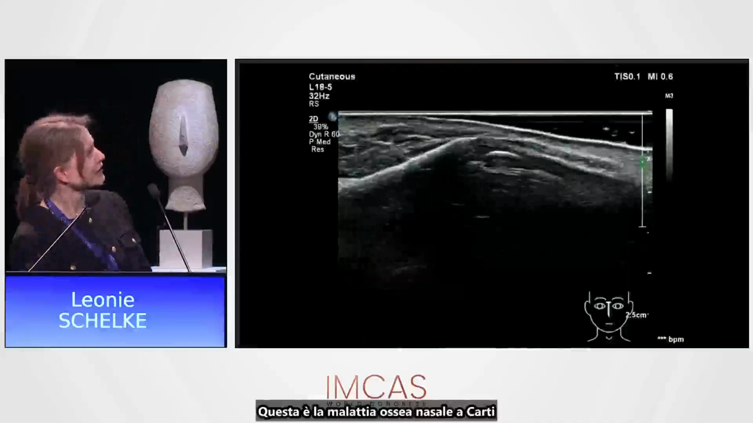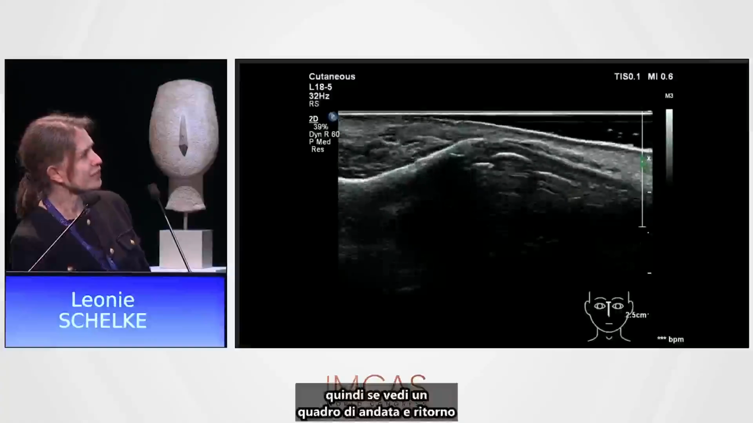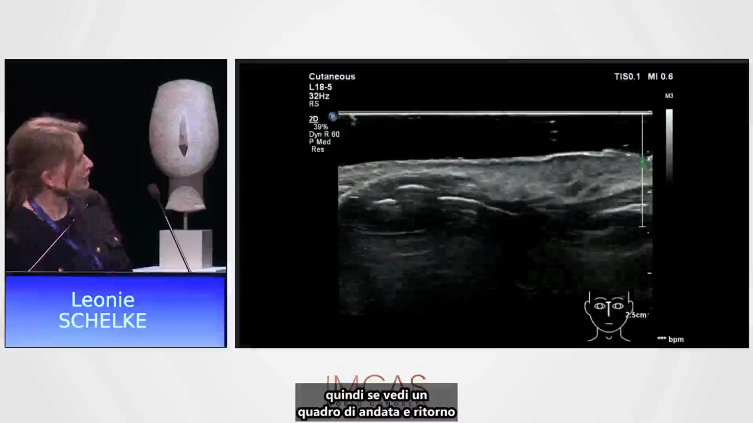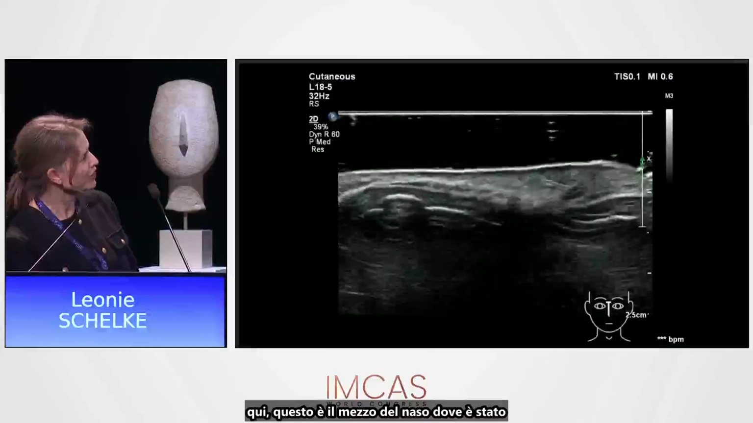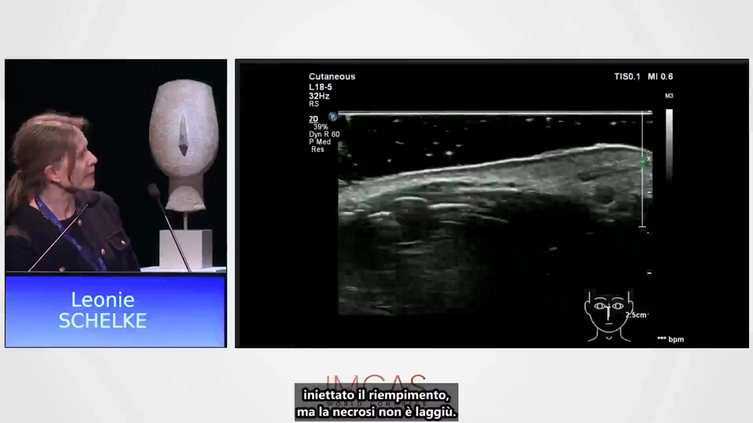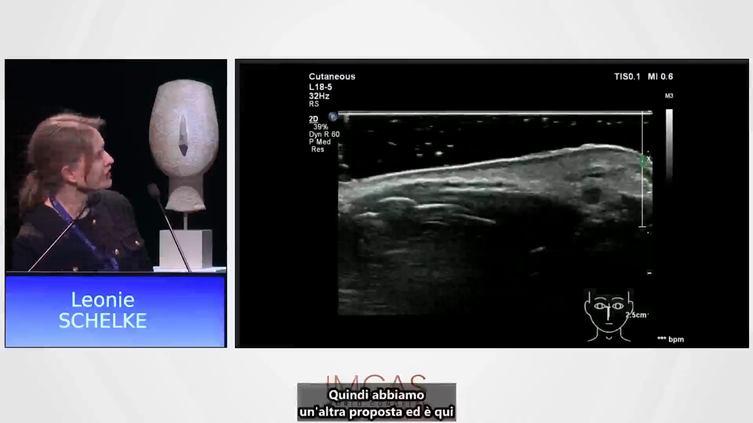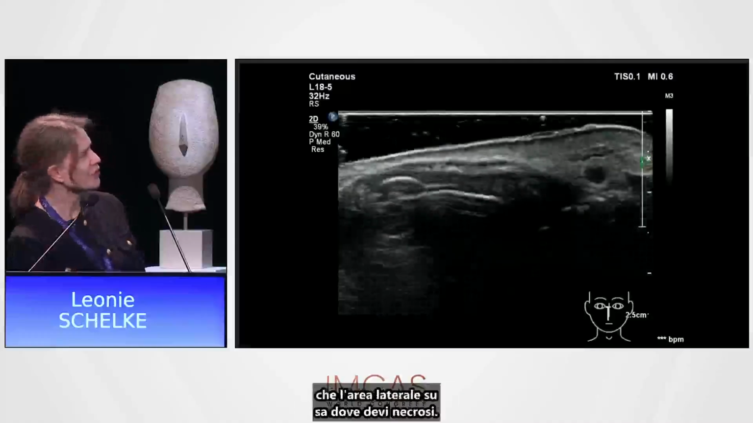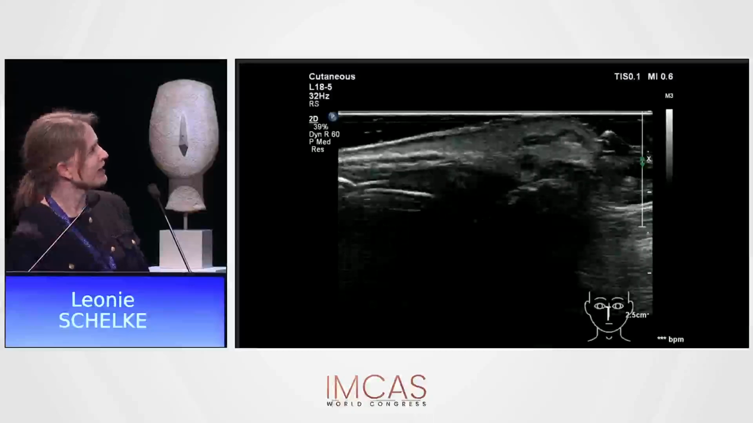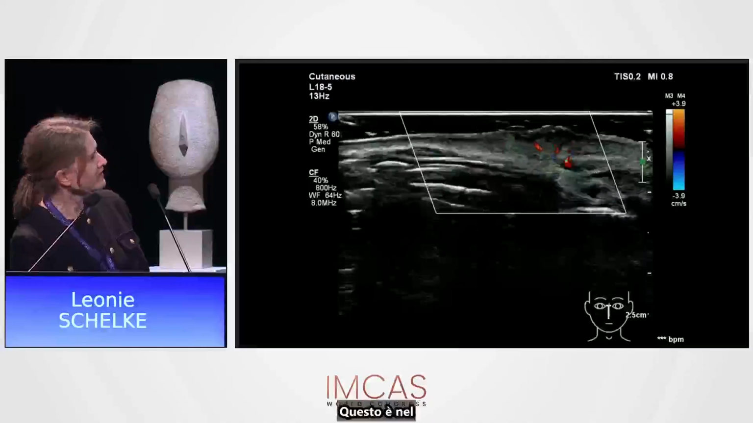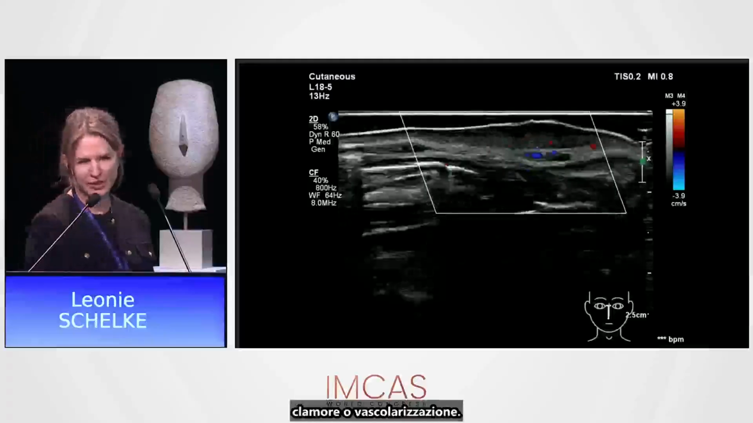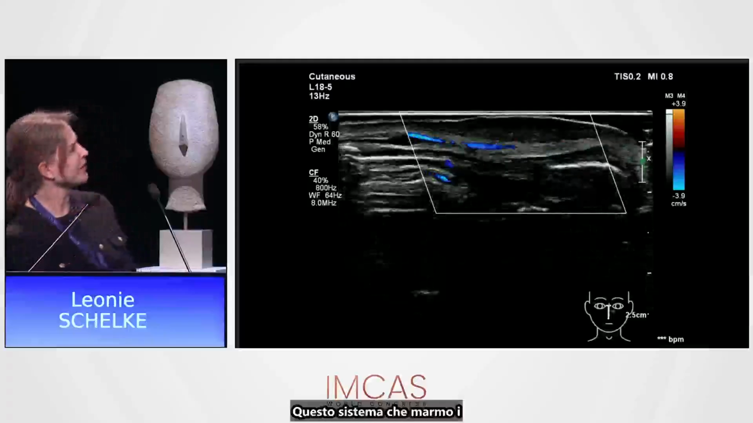This is the nasal bone, this is the cartilage, and we have two propositions. If you see a round structure here, this is the middle of the nose, where the filler was injected, but the necrosis is not over there. Then we have another proposition, and that is the area lateral on the nose, where you have the necrosis. So I put a color box on, and here you have the filler. This is on the middle of the nose. You see a lot of hypervascularity. This is the marbling pattern of the nose.